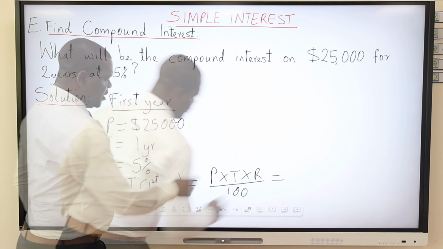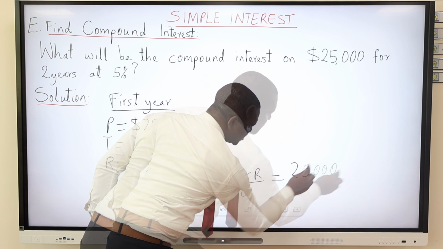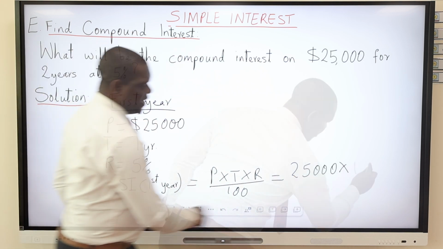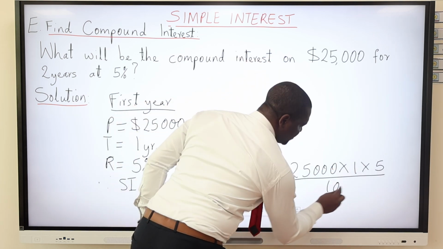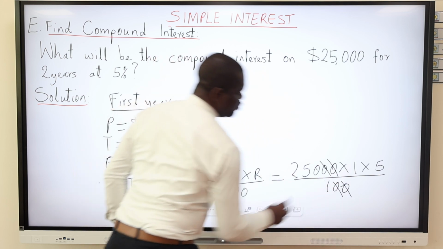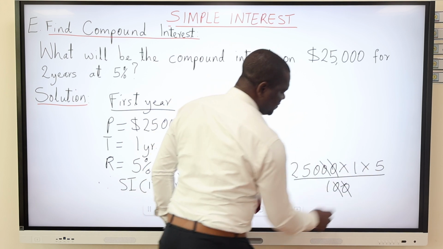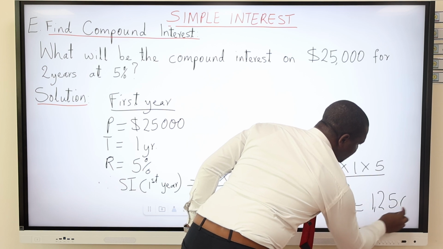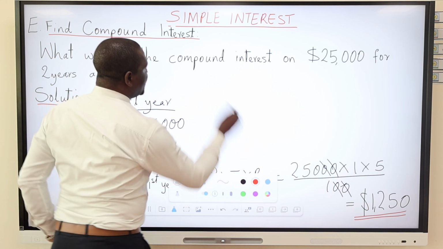We substitute. The principal for the first year is $25,000 times the time for the first year, which is 1 year, and the rate is 5%. This we divide by 100 so that these two zeros can cancel with these two zeros. 250 times 1 times 5 will give us $1,250.